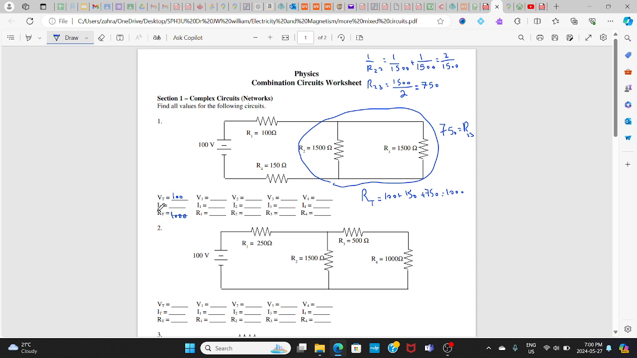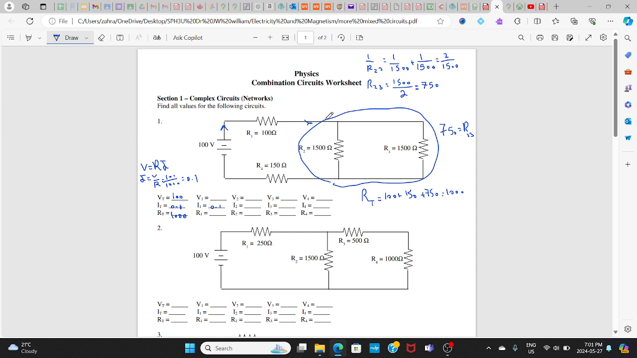Now, can I find the I total? Of course, because V is equal to R times I. I is V over R. V is 100, R is 1,000. It's going to be 0.1. So here I total is going to be 0.1. Now, interestingly, the I total coming from the battery is the same as the I passing through R1, right? So I1 is going to be the same as I total. It's going to be 0.1.